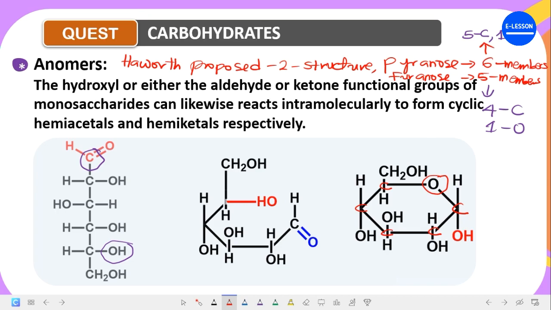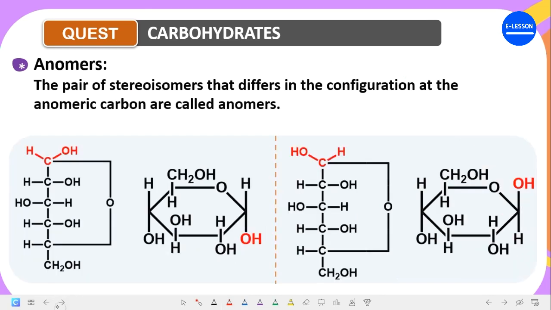The hydroxyl group of either the ketone or aldehyde functional group of a monosaccharide can likewise react intramolecularly to form cyclic hemiacetals and hemiketals. Is that understood? Now, as time progresses, you tend to understand what we are doing here. Now, look at this very well.